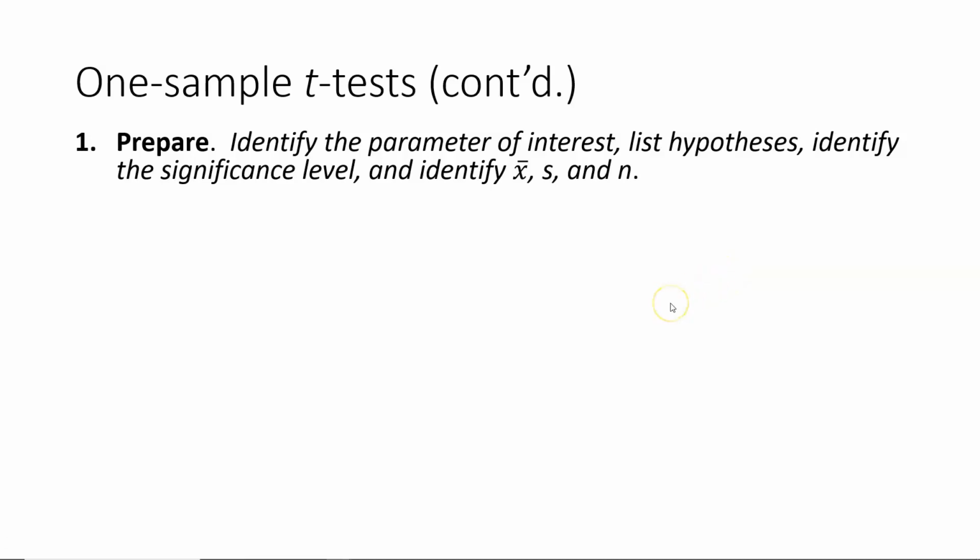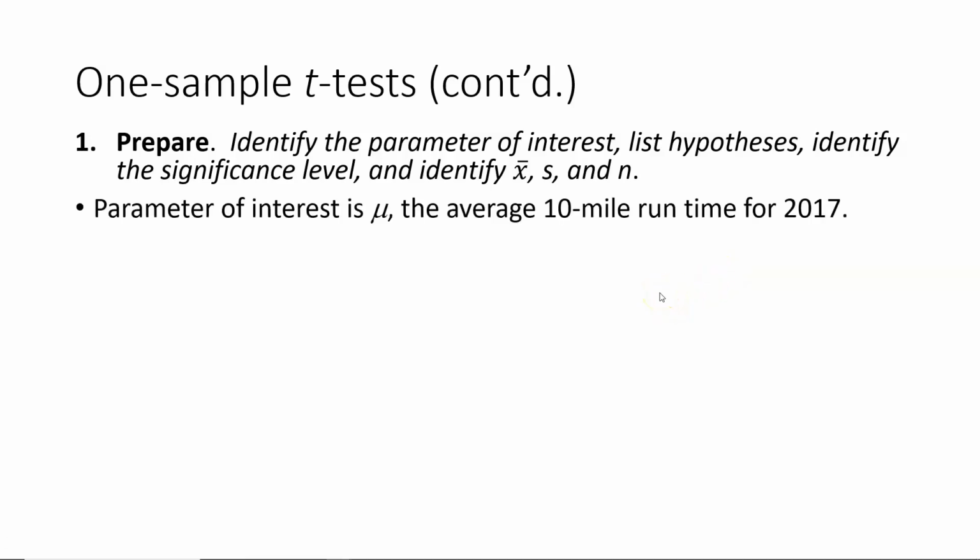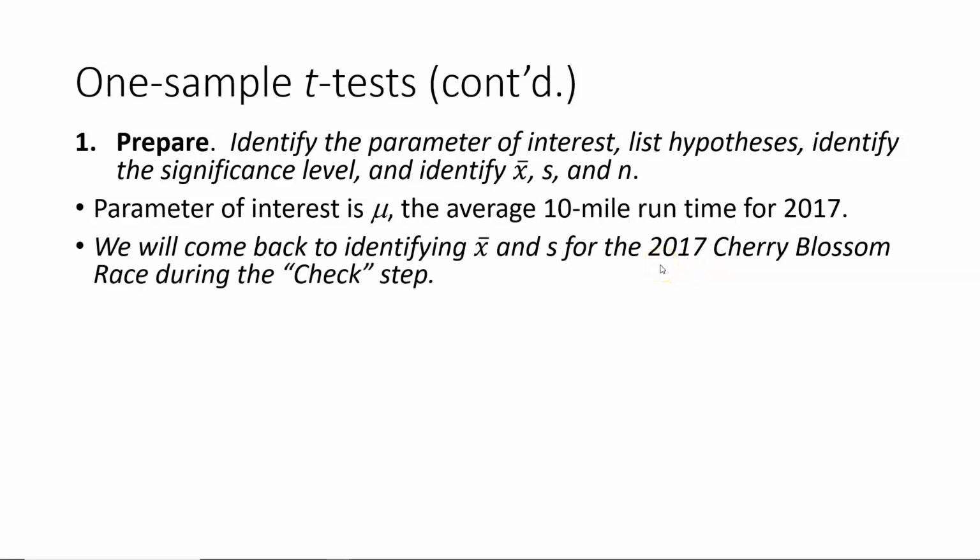We're going to identify the parameter of interest, and I've gone ahead and shown that on the screen now. The parameter of interest in this case is the population mean, that is the average 10-mile run time for 2017. Next, we're going to list hypotheses and identify the significance level, and then we'll close by identifying the sample mean, sample standard deviation, and sample size. I'm going to point out that we're going to come back to identifying the sample mean and standard deviation for the 2017 Cherry Blossom Race during the check step. Proceeding on, we see that the sample size is 100.